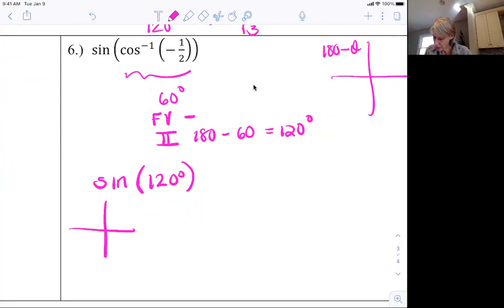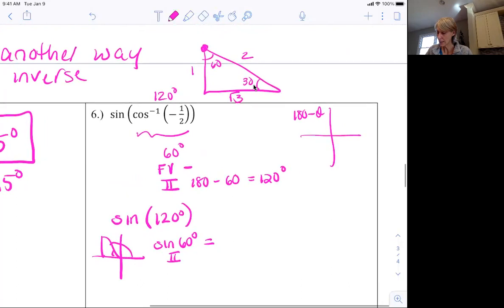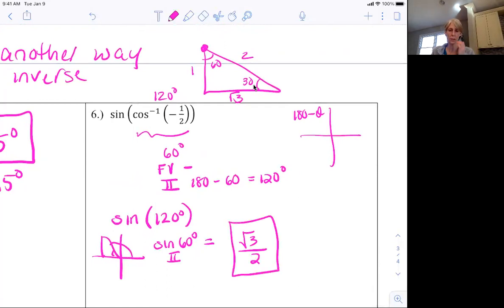So I have 120. I'm dealing with a 60-degree angle, right? So I want the sine of 60 in quadrant 2. The sine of 60 is radical 3 over 2. And in quadrant 2, my sine is positive, and there's my answer. If you try to do this on the calculator, you'd get a decimal answer, and I wouldn't accept it. So you really have to know how to work through these problems.